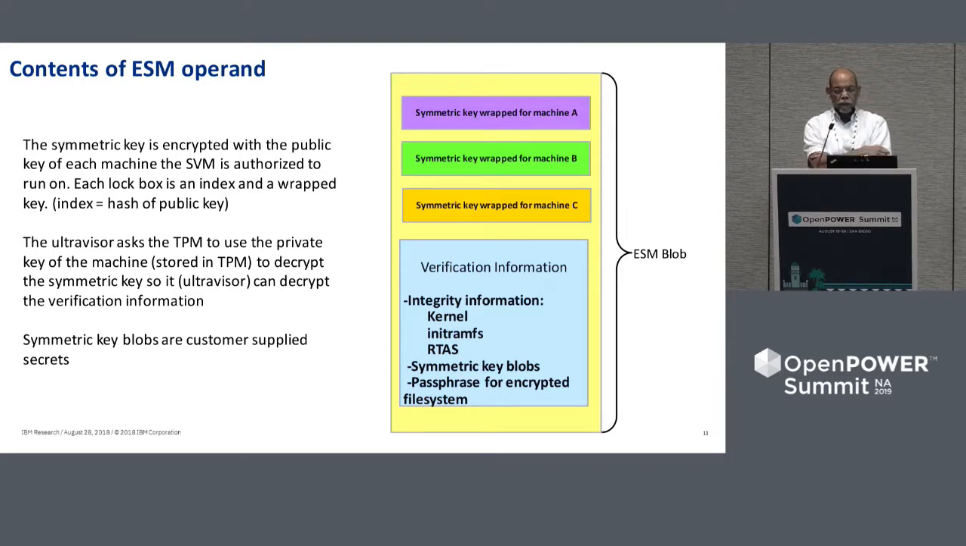Inside the blue area is what we call the verification information. This is integrity information that's used by the new firmware to verify the integrity of the kernel, the initramfs, and the RTAS section associated with the virtual machine. There are also what we call symmetric key blobs, which are secrets that the creator of the virtual machine wants to embed in it, also in this section. And finally, we have the passphrase for the encrypted file system.